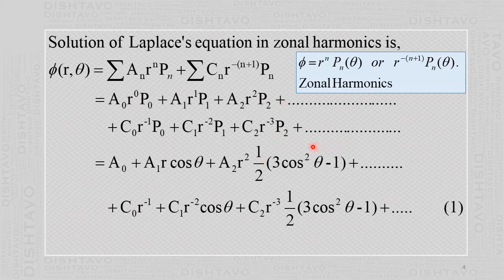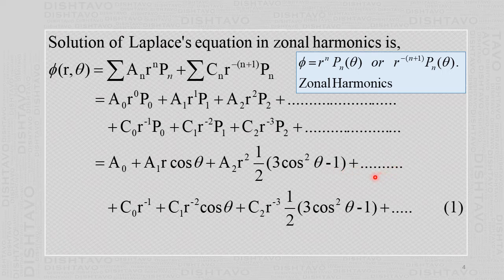Then we had seen that in the Legendre polynomials, the value of P naught is 1, and r raised to 0 is 1. So what remains is a naught. Then a1 r raised to 1 is r, and the value of P1 is cos theta. Then a2 r square, and the value of P2 is 1 by 2 times (3 cos square theta minus 1), plus higher order terms.